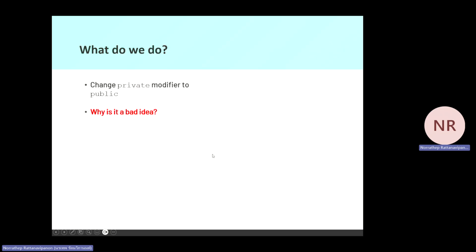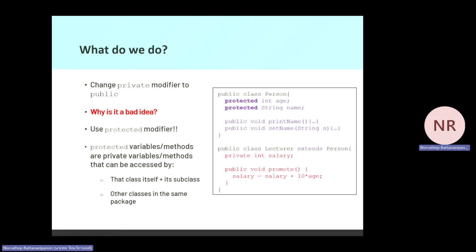So to do that, you change it to protected, right? The idea is that protected is pretty much the same as private, except that the attribute can additionally be accessed by the subclass of the person. So the age can be accessed by the lecturer subclass. And it can also be accessed by other classes that are in the same package as well.